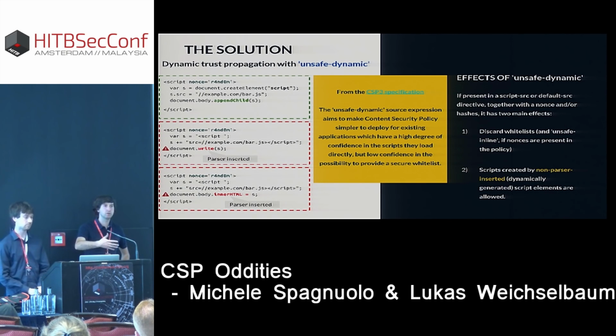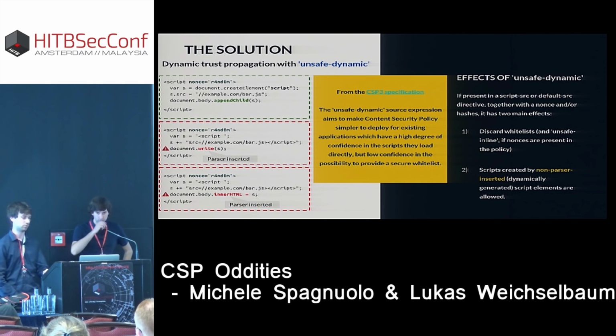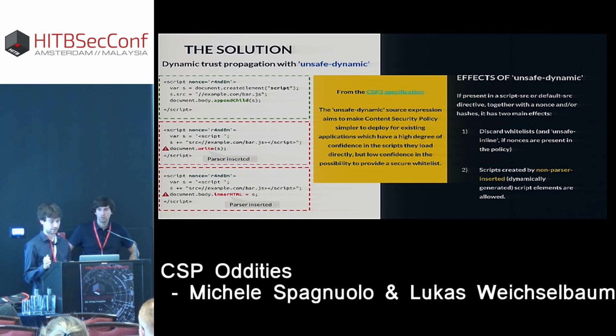This is a fallback for old browsers who don't support nonces. They would get the unsafe inline and the site would still work. New browsers who support the nonce would just ignore the unsafe inline. Same for unsafe dynamic, right? And we have an example about that in a few slides. So if you have a nonce, unsafe inline is discarded, and if you have unsafe dynamic, whitelists are discarded. Okay?